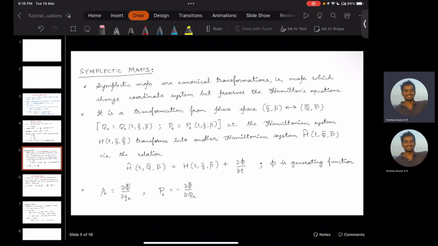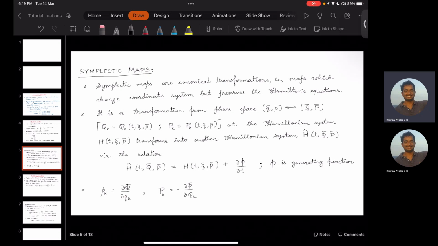So what we see is that upon transformation, the Hamiltonian system transforms into another Hamiltonian system. The original Hamiltonian system was H of t, small q vector, and small p vector. So H of small q vector, small p vector transforms into another Hamiltonian system, H hat, whose arguments are t, capital Q vector, and capital P vector.